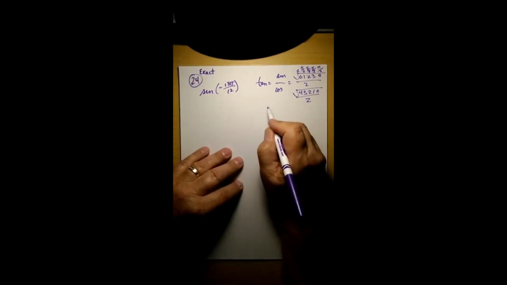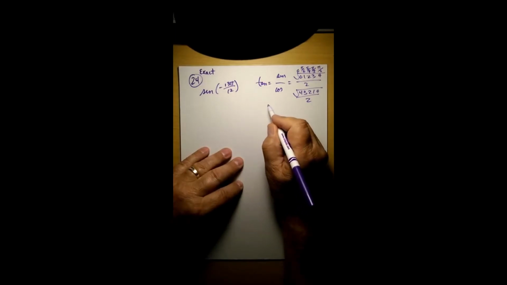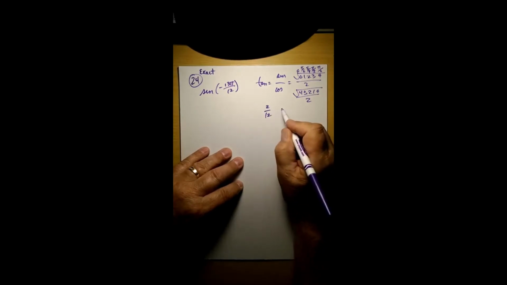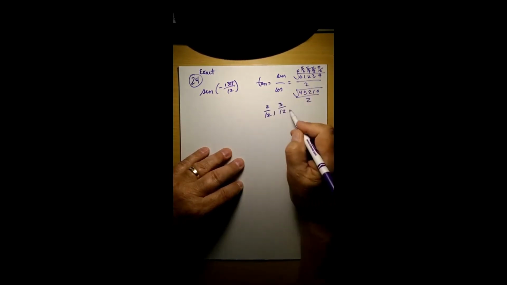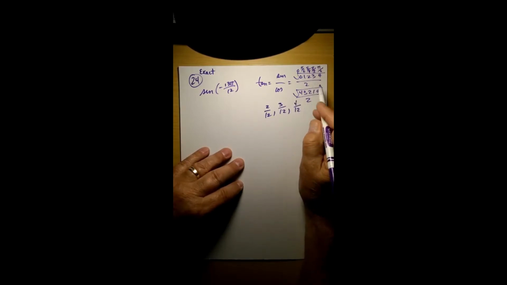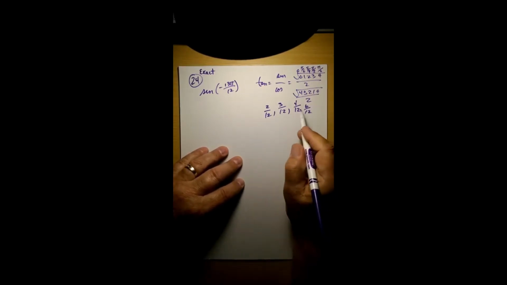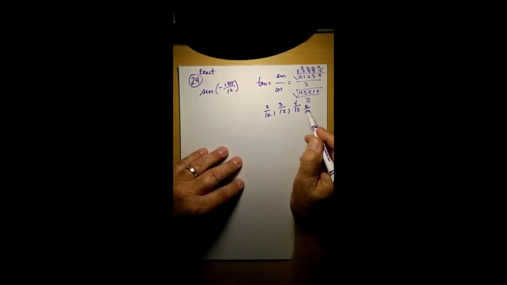Let's see. 2 twelfths is 1 sixth. 3 twelfths is 1 fourth. 4 twelfths is 1 third. And 1 half is 6 twelfths. We have to have something that's going to give us 13 of those twelfths.